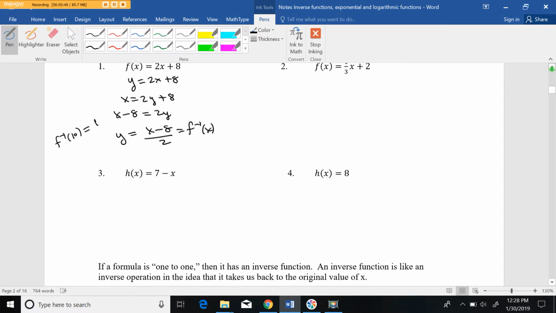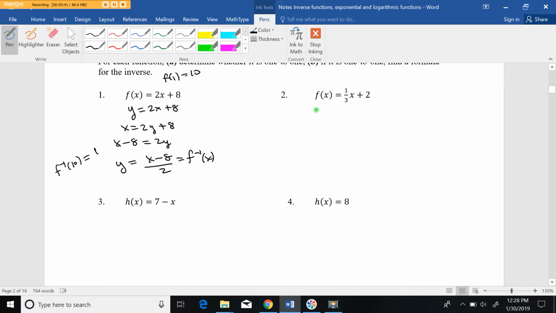So let's do this one right here. All right, this guy. This is a line, slope 1/3. So this is also going to pass the horizontal line test. To find an equation for the inverse, let's write it like this. Y equals 1/3 x plus 2. Again, to find an equation for the inverse, we just switch the x and y values.